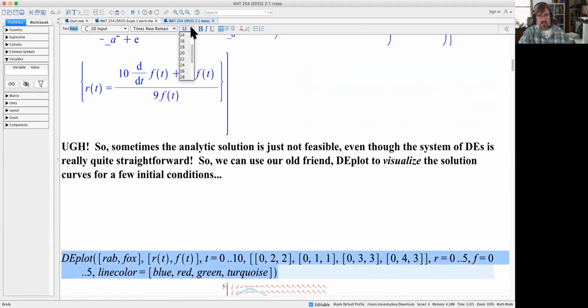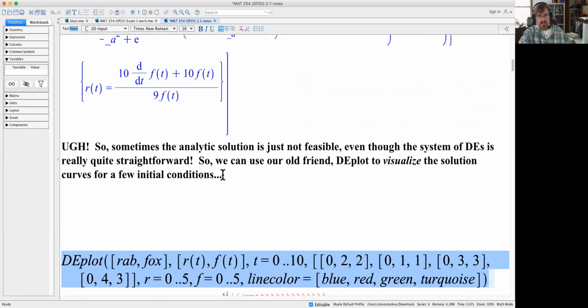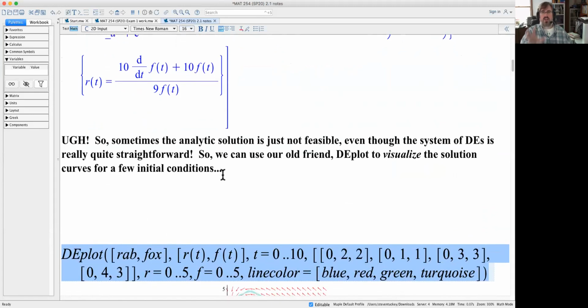And I'm going to bump up the size of the font here just so that you can see it a little bit better. Take a look at the code, the way I've typed in the DE plot. I've identified the equations, because it's a system, in brackets. So we've got the rabbit, comma, fox. So I've got my two equations, and then right after that, I have my two variables, R of t and F of t. And it does matter that you're calling the variables the same thing that are in the equations. If they're not the same thing in the equations, then all hell breaks loose.